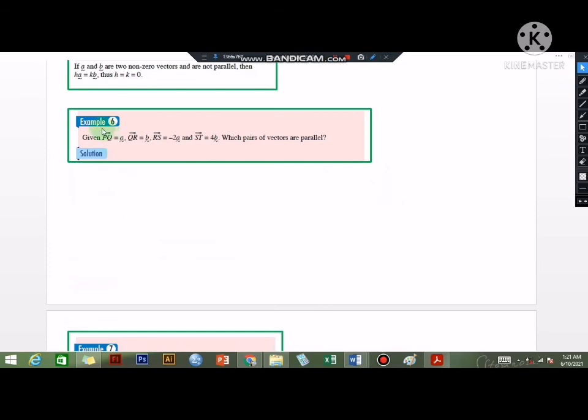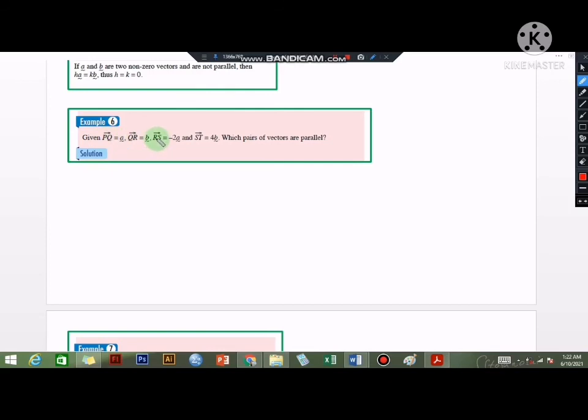Okay class, let's look at example 6. Given vector PQ is equal to A, vector QR is equal to B, vector RS is equal to negative 2A, and vector ST is equal to 4B. Which pair of vectors are parallel? You need to find the pair. Let's find the same unknown. This one is A, this one is B, so you cannot consider them. So look at vector PQ and vector RS.